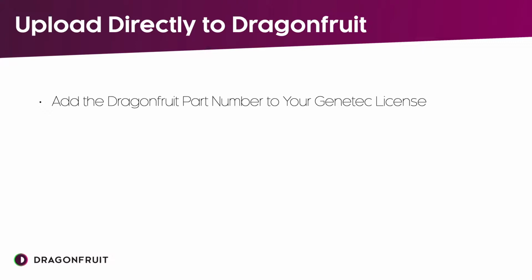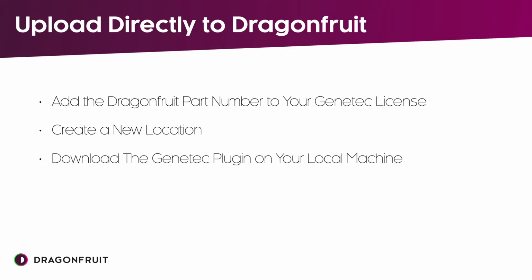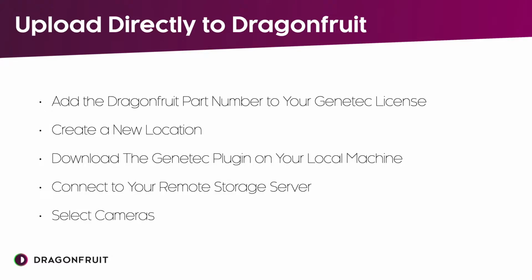First, have the Dragonfruit part number added to your Genetec license. Then you will need to create a new location. Next, download the Genetec plugin on your local machine. From there, connect Dragonfruit to your remote storage server, then select the cameras whose feeds you would like uploaded to the Dragonfruit cloud.